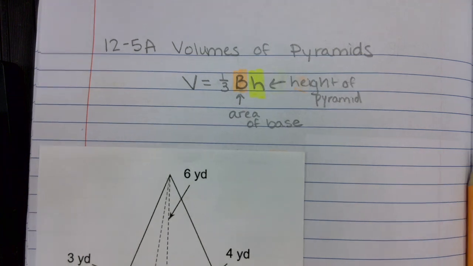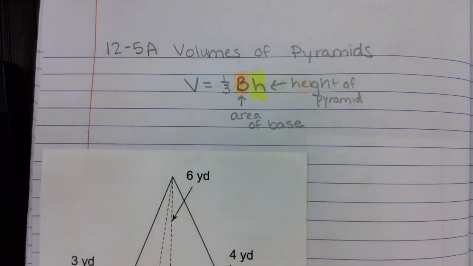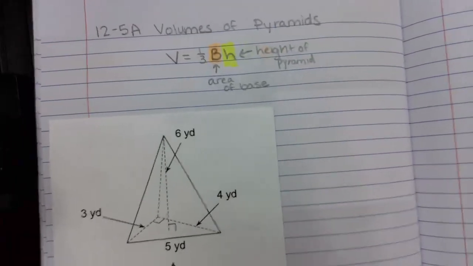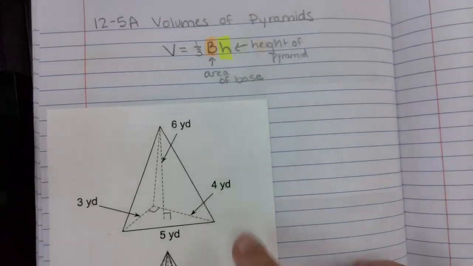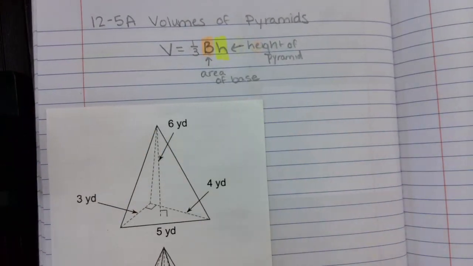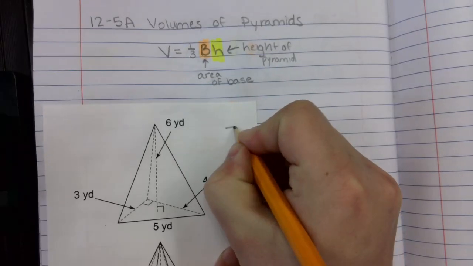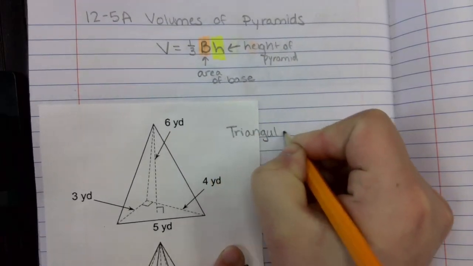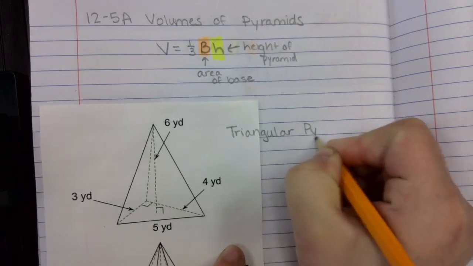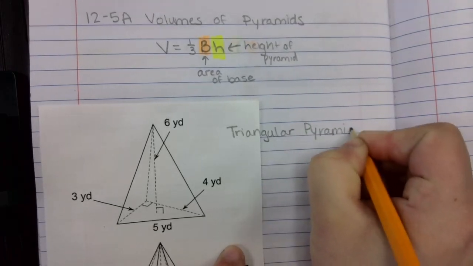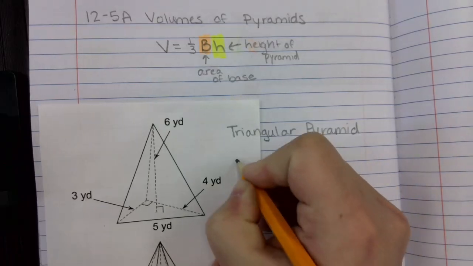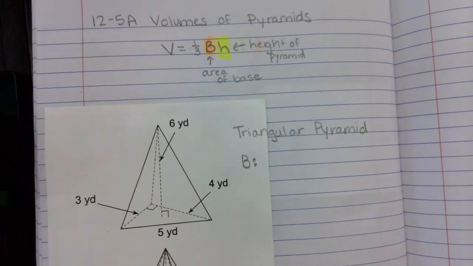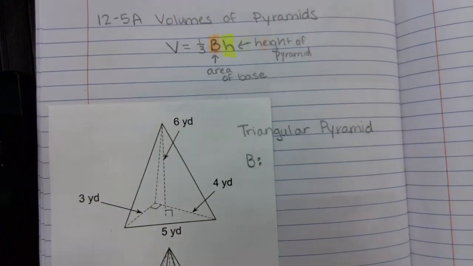So when we look at that, we're going to see what type of base we have, what is our shape. So in this first one, what is the shape of our base? Triangle. So this one is a triangular pyramid. So when I find my area of the base, I need to think, how do I find the area of a triangle? What is my formula for a triangle?